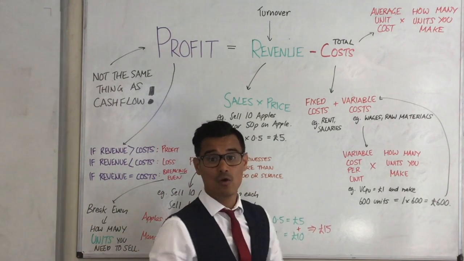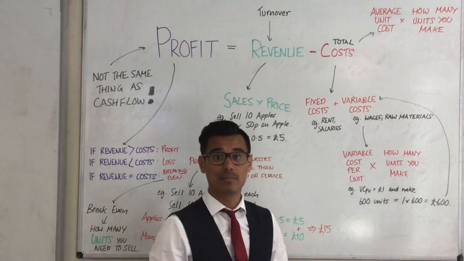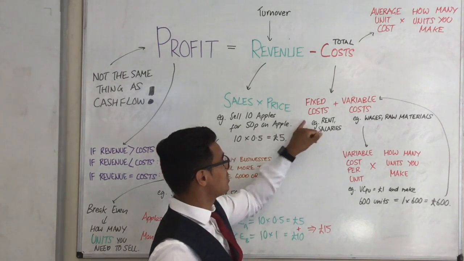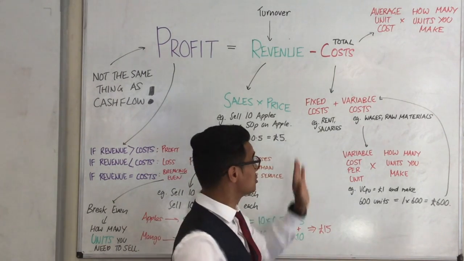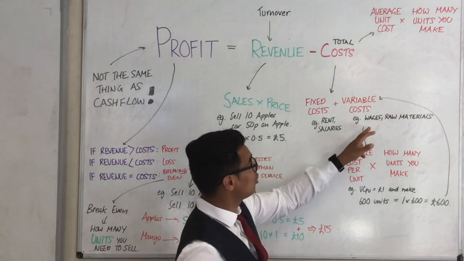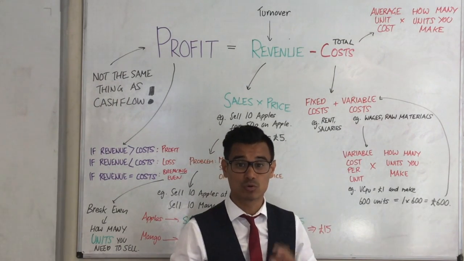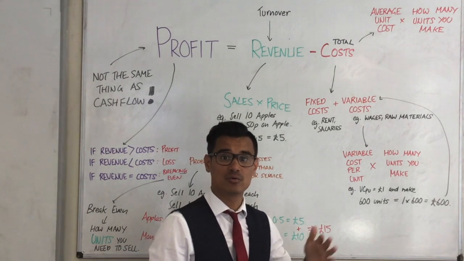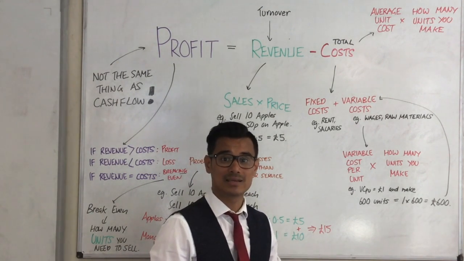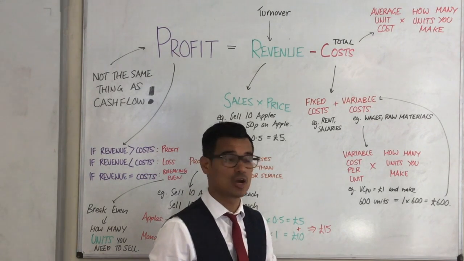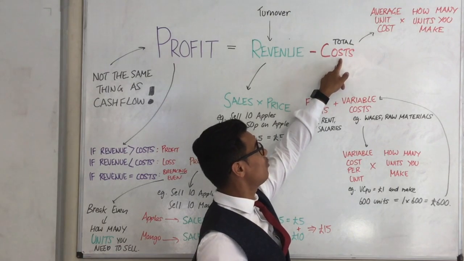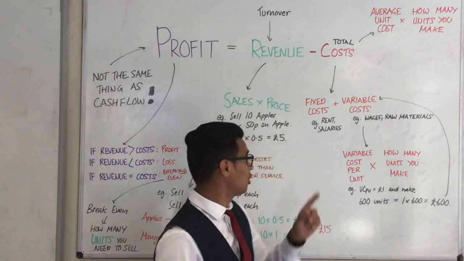Think about your rent. Whether you make one thing or you make a billion things, your rent stays the same. So rent and salaries are an example of fixed costs. Variable costs, wages and raw materials are examples of variable costs because they vary with output. So the amount of things you make, the variable costs will go up. Key thing, fixed costs plus variable costs equals total costs. And when you see costs here, you're thinking total costs.